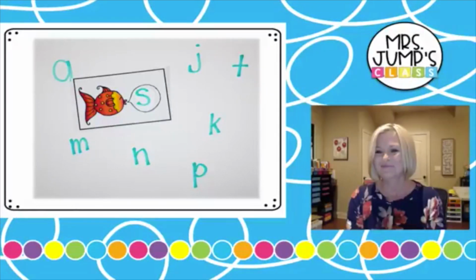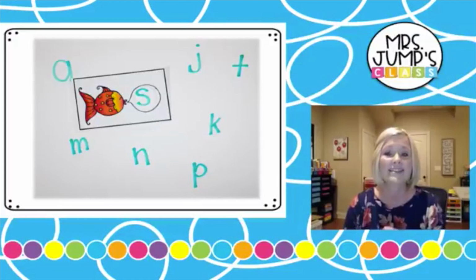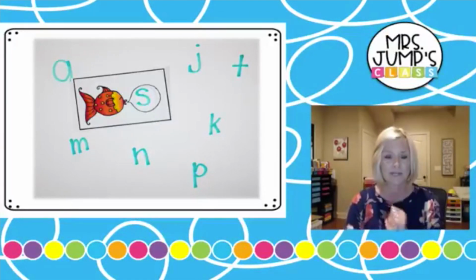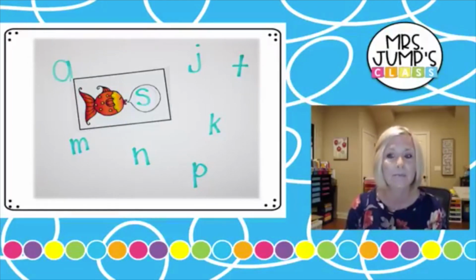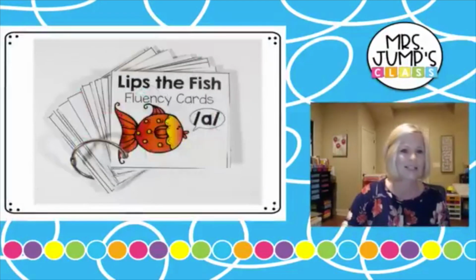Just give them an 8.5 by 11 sheet of paper, and they have a little fish with a little cutout speech bubble, and I would say, frame the letter that says S. And so they would look, and they would frame the letter that says S. Frame the letter that would say P, and they're going to frame that letter as well, okay? So that's Lips the Fish.